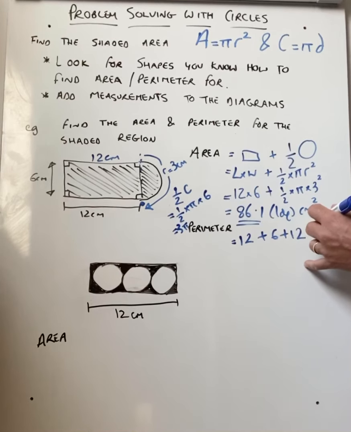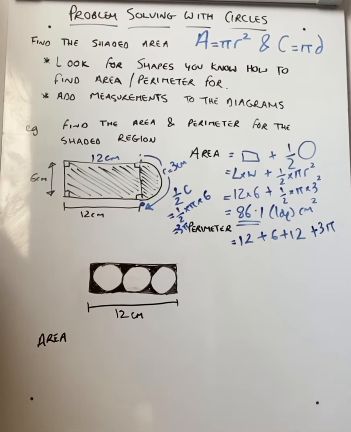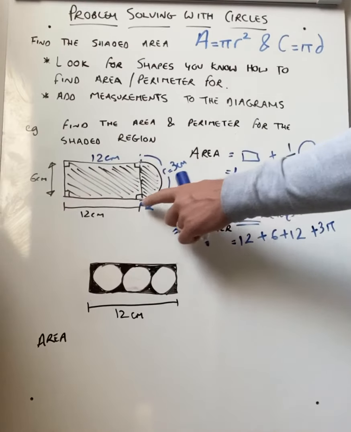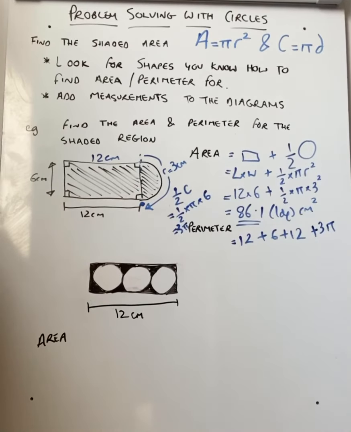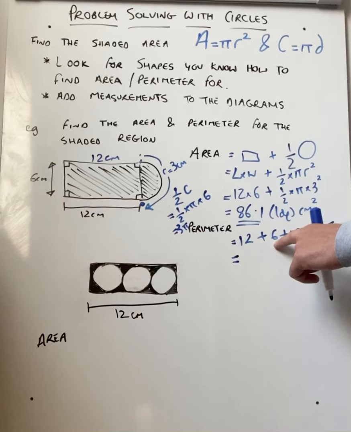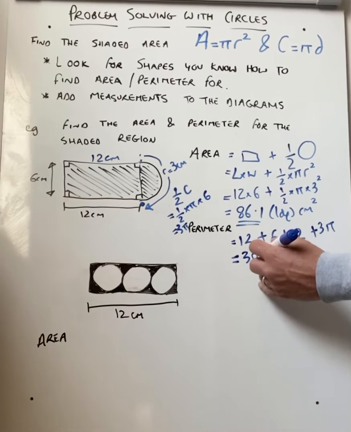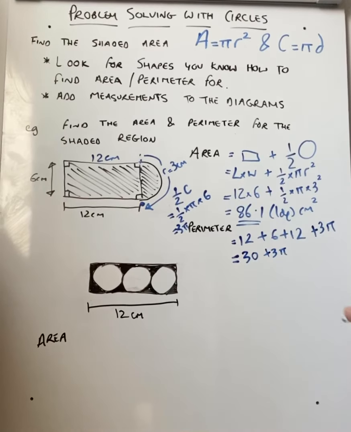So I'm now going to add that on the end of my calculation for perimeter. And that is going to take me all the way back round to that starting point there. And so that can now be simplified to say that the perimeter is 12, add 12, which is 24, add 6 is 30, so 30 plus 3 pi. And again, we can leave our answer like that, that's an exact answer.